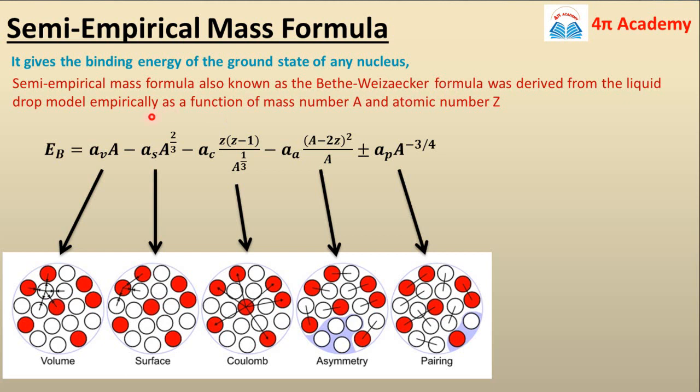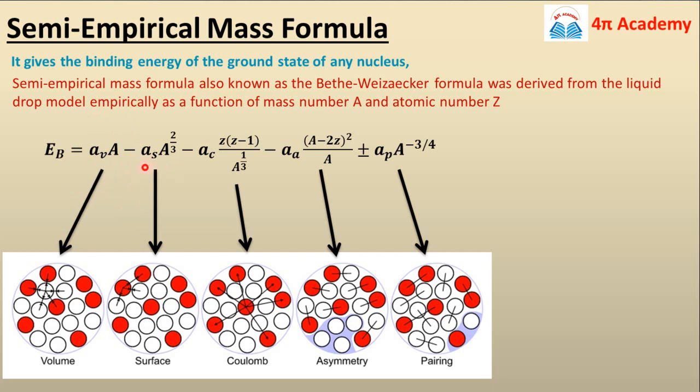Okay, and this gives the binding energy of a nucleus for the ground state, and we are getting this binding energy in terms of atomic mass number A and atomic number Z. We will discuss later in detail what these different terms are. The first term is known as the volume energy term, somehow related to the volume. This a_V is a constant, and so this term a_V A is known as the volume energy term.